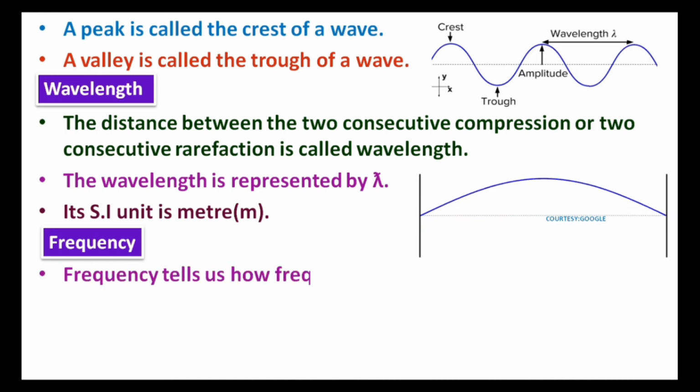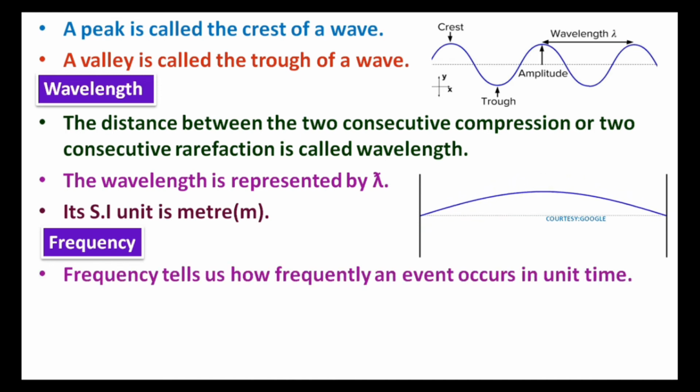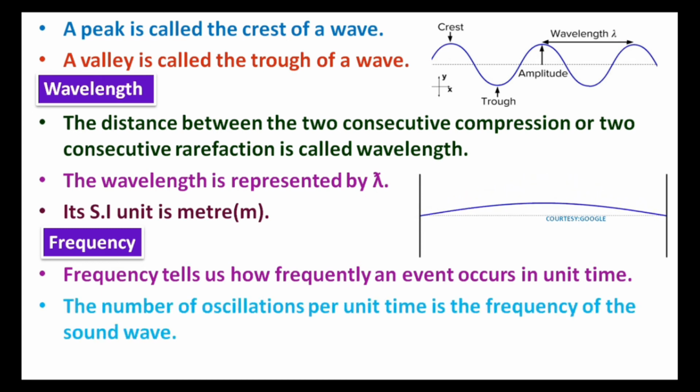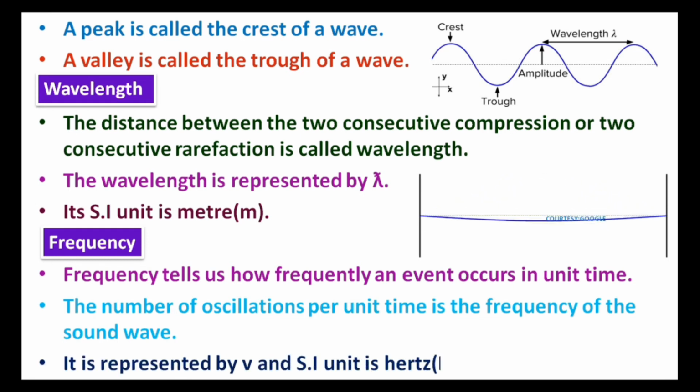Frequency. Frequency tells us how frequently an event occurs in unit time. The number of oscillations per unit time is the frequency of the sound wave, as you can see in the GIF. Frequency is represented by nu and its SI unit is hertz.